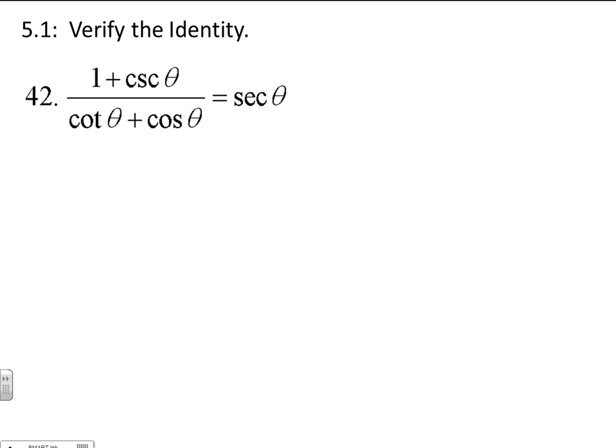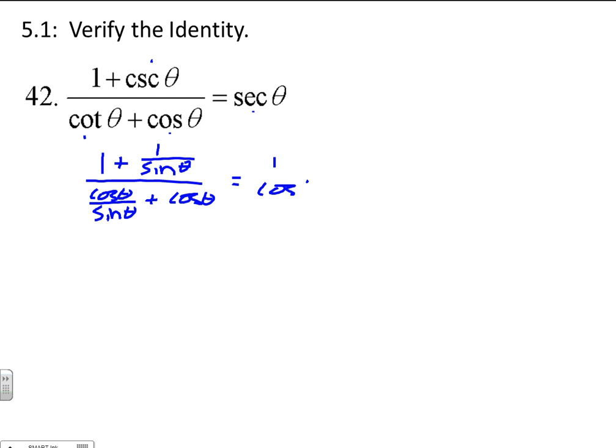Okay, verify the identity. Here I have cosecants and cotangents and cosines and secants. And if you were paying attention on the previous problem, I said if I have 3 or more trig functions, I'm going to go ahead and go sines and cosines, even if I create a mess. So 1 plus 1 on sine of theta on cosine of theta on sine of theta plus cosine of theta equals 1 on cosine of theta.